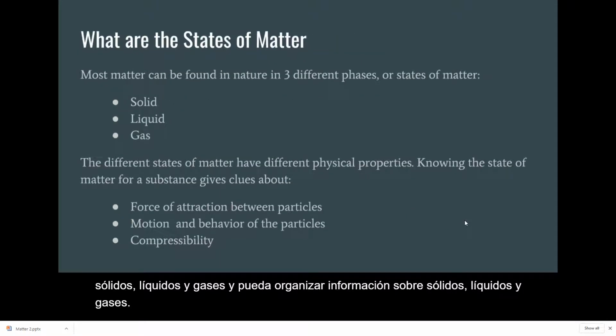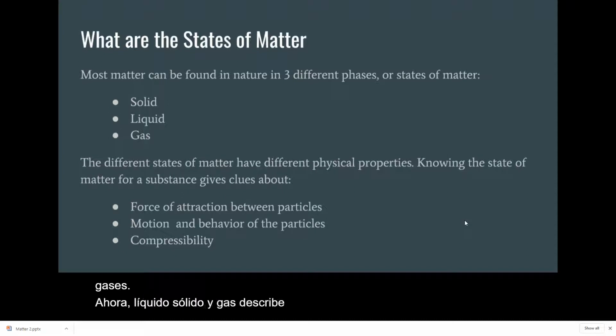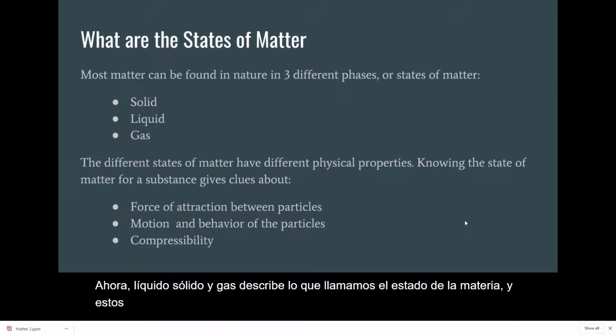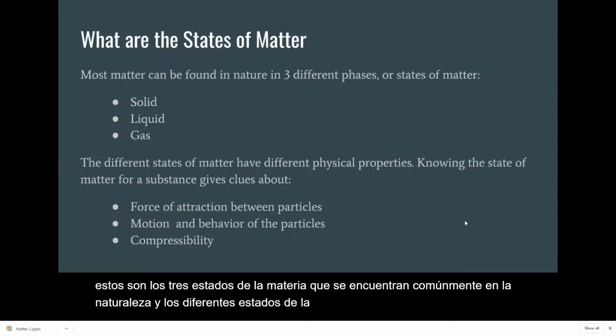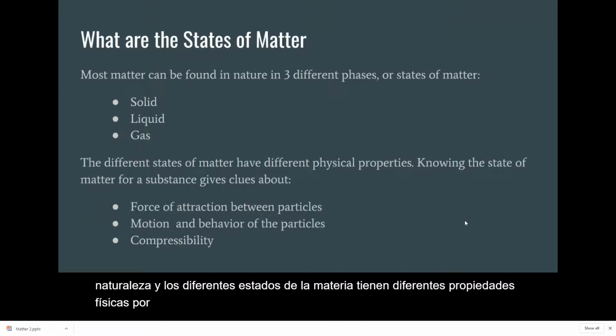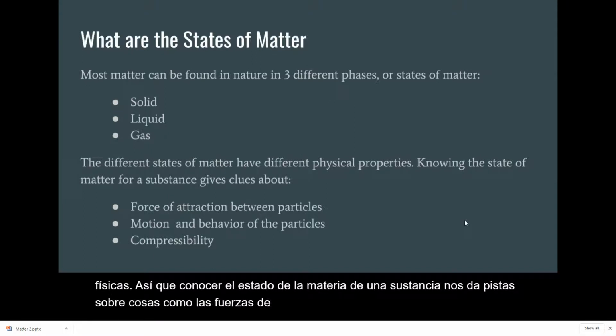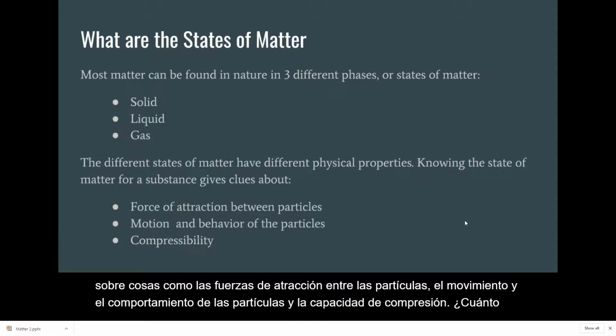Now, solid, liquid, and gas describes what we call the state of matter. And these are the three states of matter that are commonly found in nature. And the different states of matter have different physical properties. So, knowing the state of matter for a substance gives us clues about things like the forces of attraction between the particles, the motion and the behavior of the particles, and the compressibility, how much I can squeeze the material.